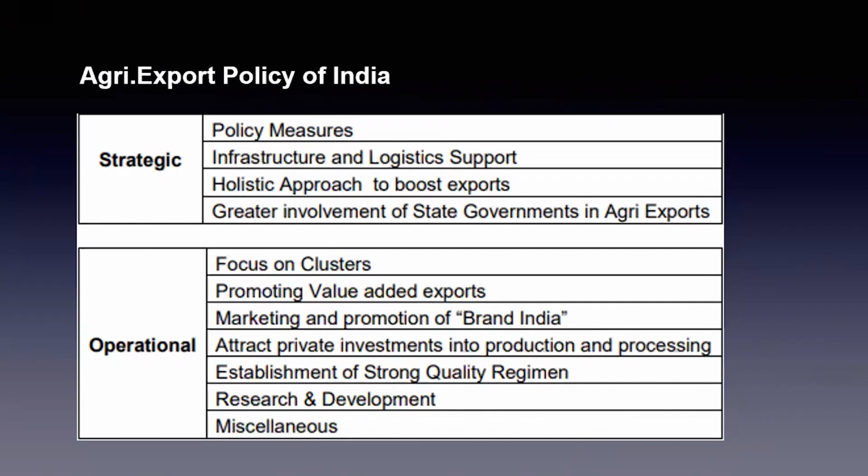And the traceability issue is a major concern for our farm exports. So we should have a strong quality regimen and grading laboratories for our farm exports. And R&D is not only for our production and processing, but also for packaging and everything connected with it. These are the strategic and operational measures that our participants are well aware of. They know pretty much about this AEP and its objectives.